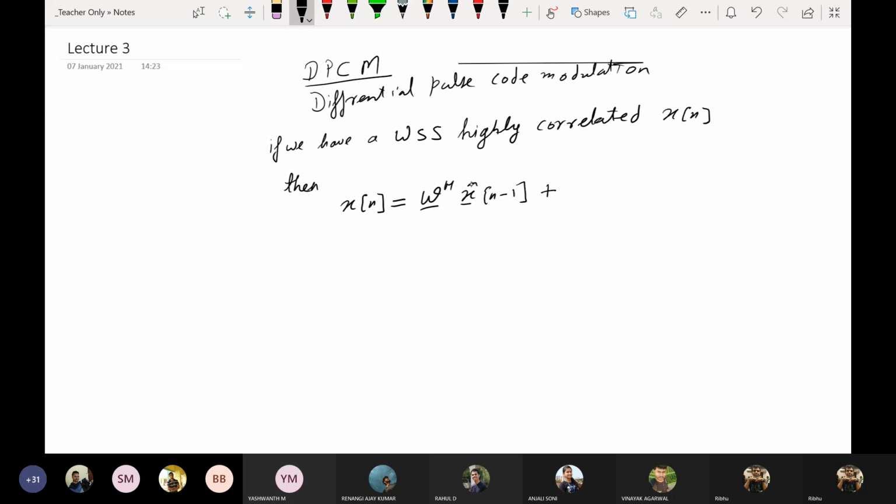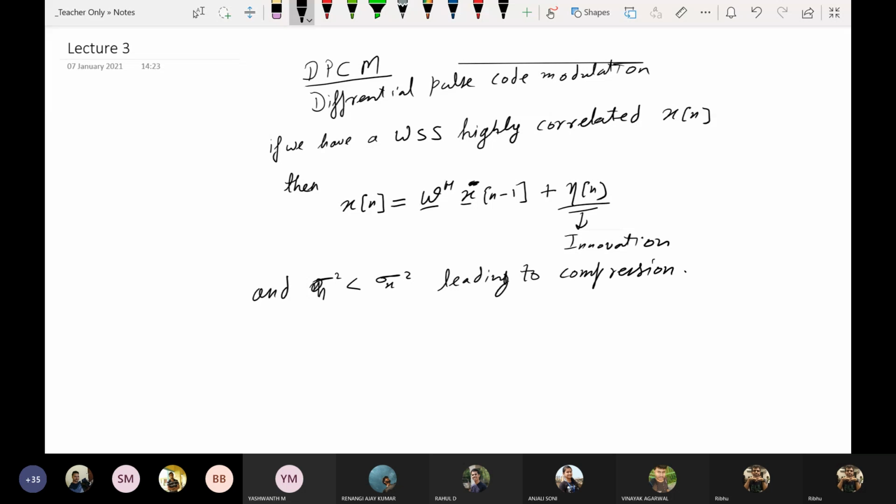So this hat shouldn't be here. So x of n is equal to the prediction plus eta n, and eta has variance sigma eta square less than sigma x square, leading to compression. Right? This was the logic.